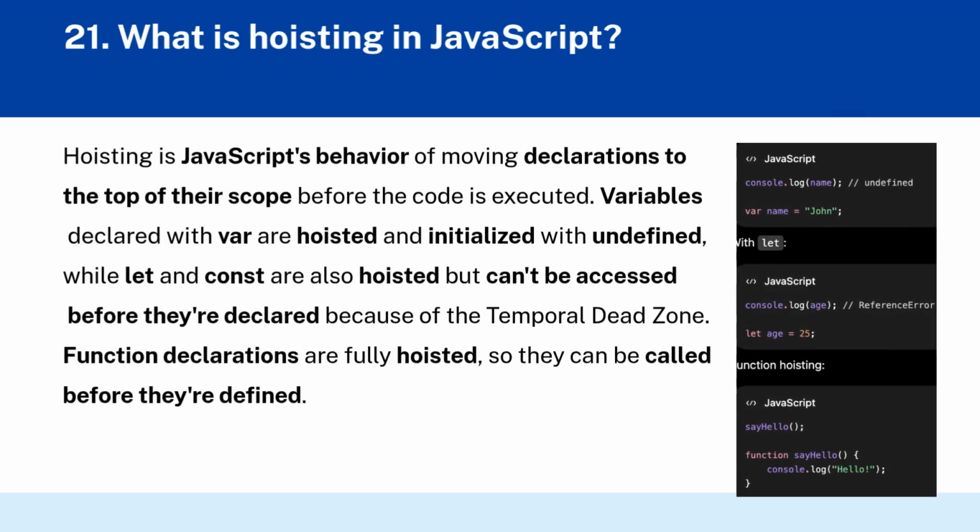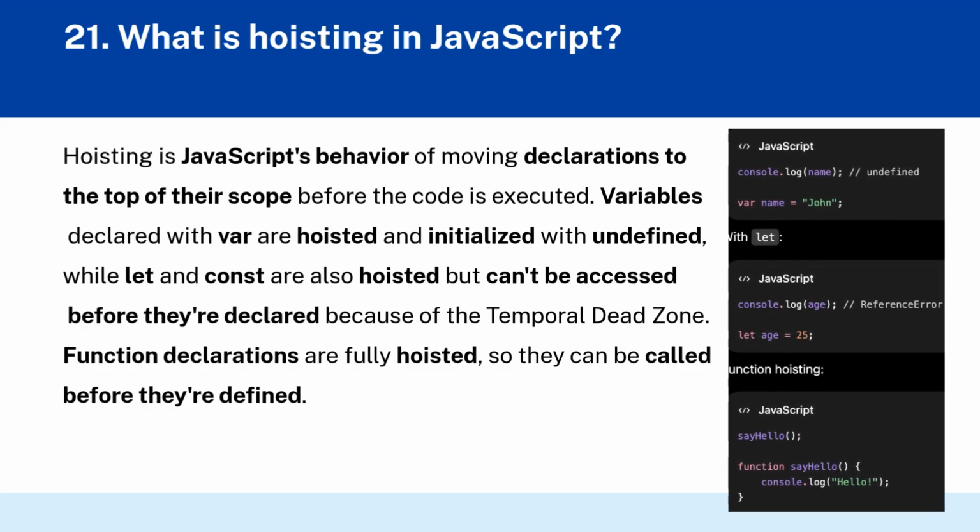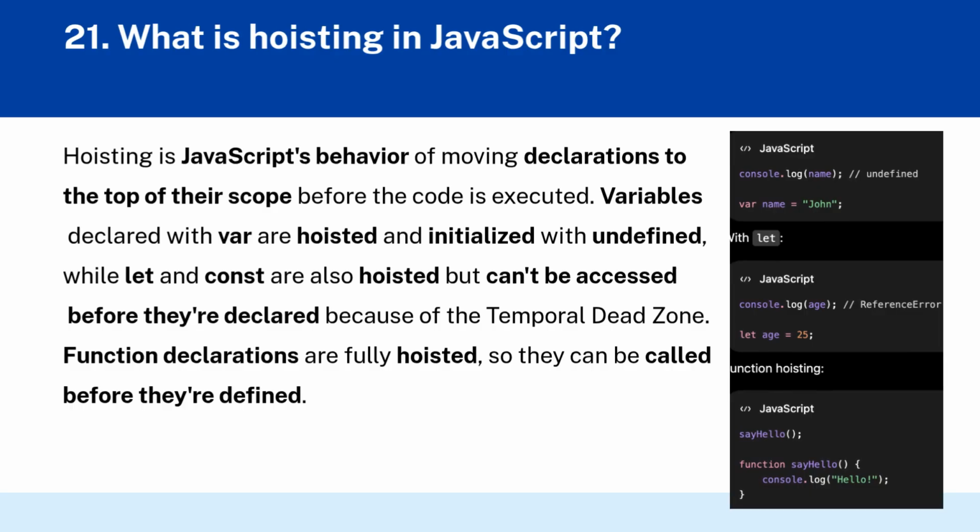What is hoisting in JavaScript? Hoisting is JavaScript's behavior of moving declarations to the top of their scope before the code is executed. Variables declared with var are hoisted and initialized with undefined, while let and const are also hoisted but can't be accessed before they're declared because of the temporal dead zone. Function declarations are fully hoisted, so they can be called before they're defined.